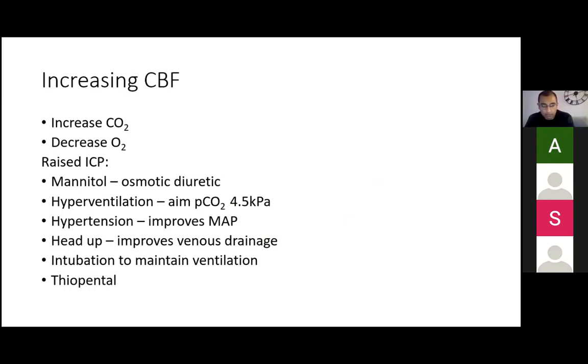So we can do certain measures to control that intracranial pressure. This could be hyperventilating the patient to reduce their CO2 to prevent increased cerebral blood flow. We want to try and maintain hypertension to improve mean arterial pressure to make sure we don't get ischemia. We can sit the patient head up to improve venous drainage, intubation to maintain ventilation, and also we can give them mannitol, which is an osmotic diuretic, to try and prevent edema occurring. So these are all the measures we can take to prevent that rise in intracranial pressure.